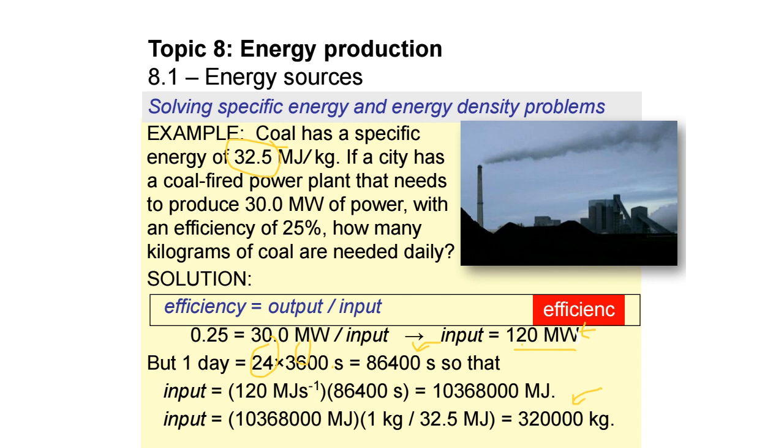Okay, now try all the other questions in 8.1.1.